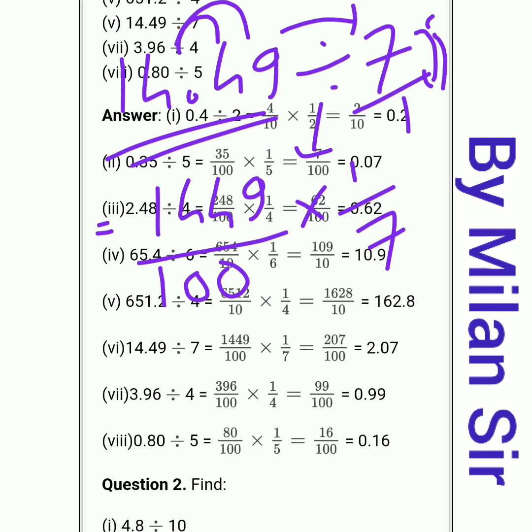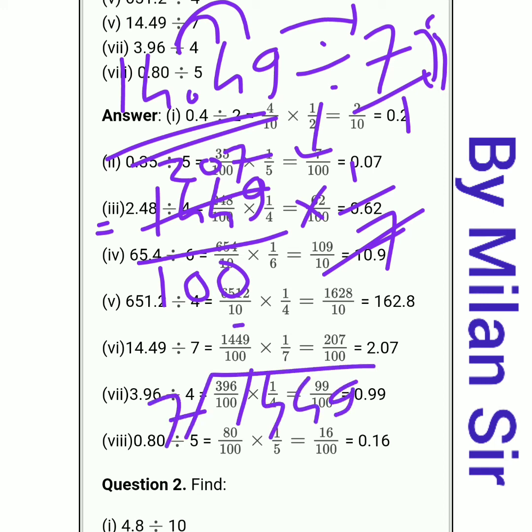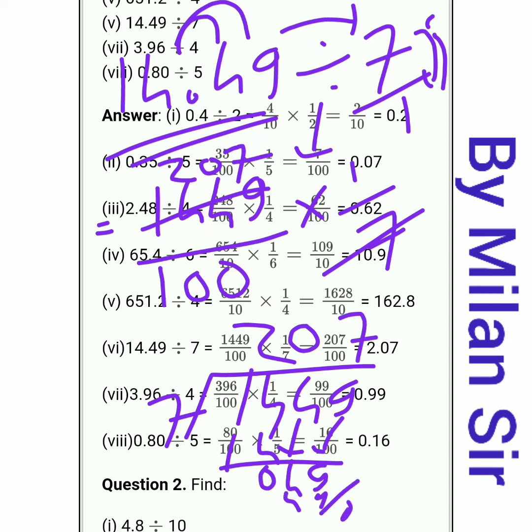So we need to do the division process. 7 2s are 14, 0, 7 7s are 49. Otherwise if you divide 1449 by 7, you will get this answer. 7 2s are 14, 0, 4. Now here 7 is there and here 4 is there, so we need to put 0 here, and we want one more digit here, so it becomes 49. 7 7s are 49. So you will get the answer 207.